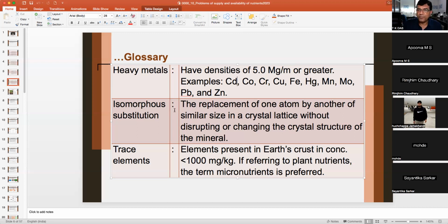Isomorphic or isomorphous substitution: the replacement of one atom or ion by another of similar size in a crystal lattice without disrupting or changing the crystal structure of the mineral.